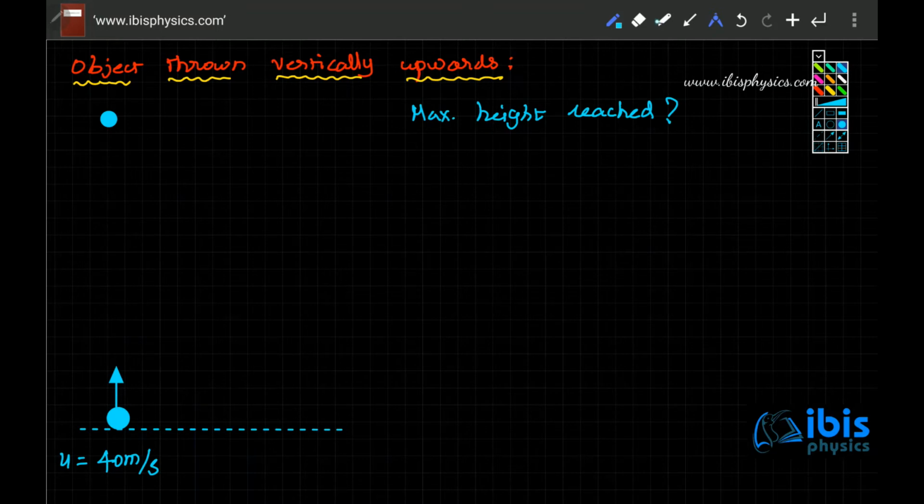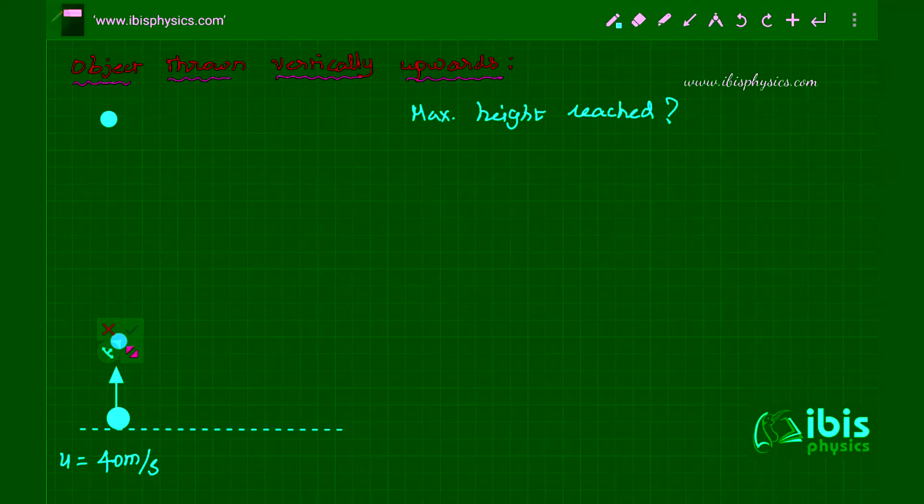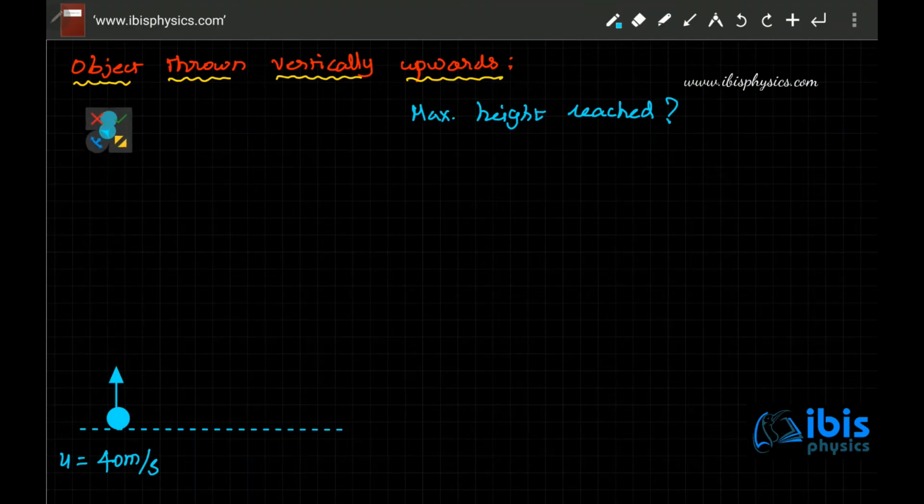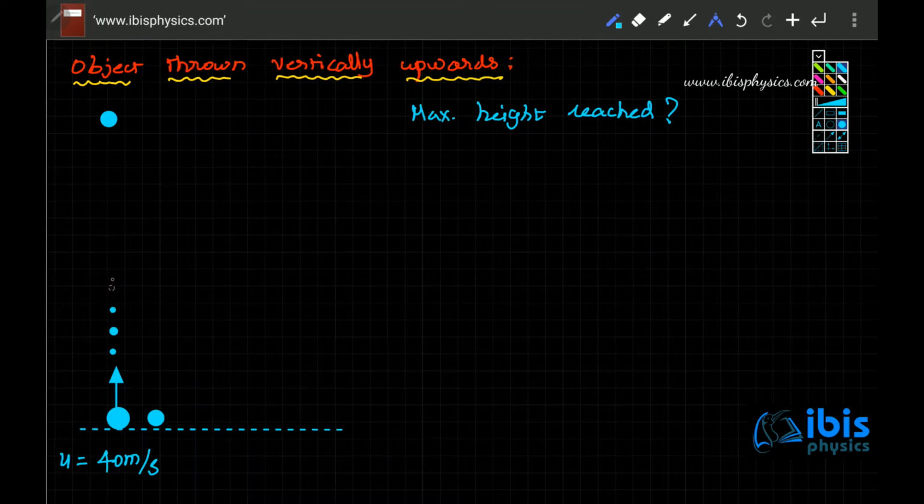This is the object you have thrown. The object will go up slowly, come to a momentary rest, and then fall down. Finally, it will come back to the ground at the same point. But for our understanding, let's draw it this way. The object goes up, and when it reaches the maximum height, the velocity of the object is 0.